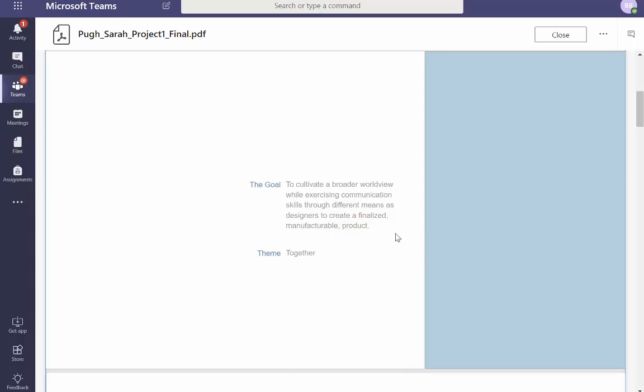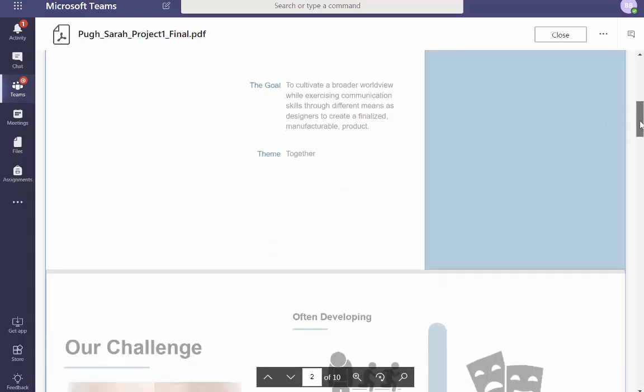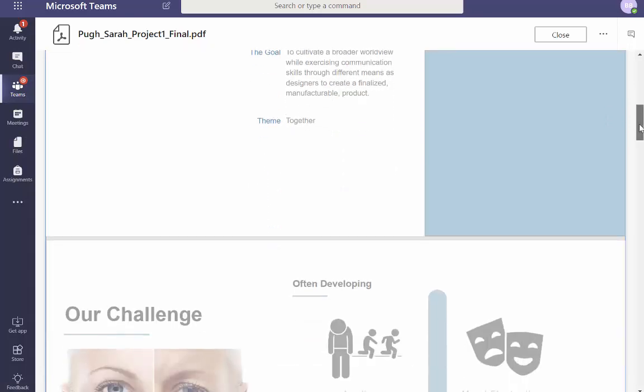To experience a multicultural environment, to work collaboratively with a group. I'm getting too much. To work collaboratively with an international group of designers to produce a manufactured product. Theme together. I'd like a little bit more explanation on together.